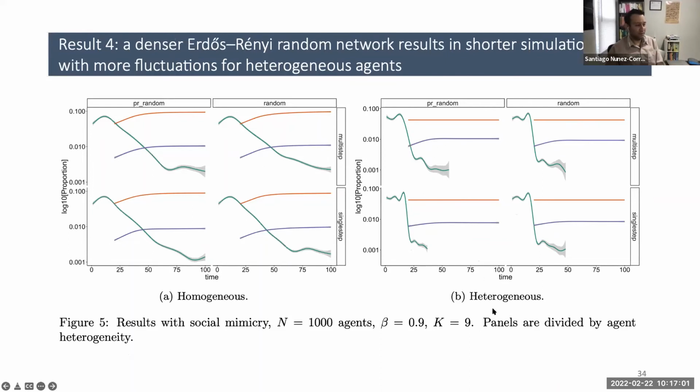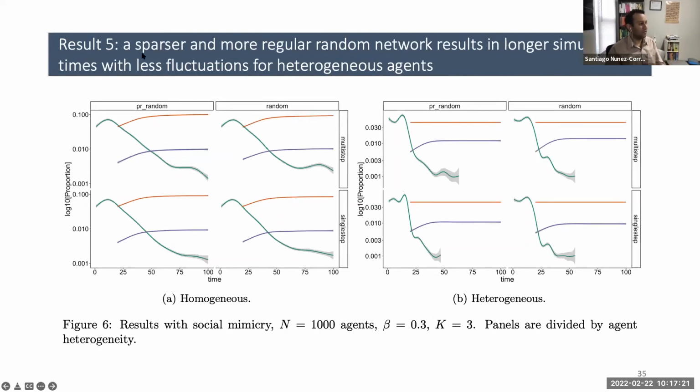This is really important because one can understand this as the result of a mean field approximation, in which if the correlation length in a mean field approximation is longer, the system will take a shorter time to look everywhere the same. So the other thing is that a sparser and more regular random network results in longer simulation times with less fluctuations for heterogeneous agents.